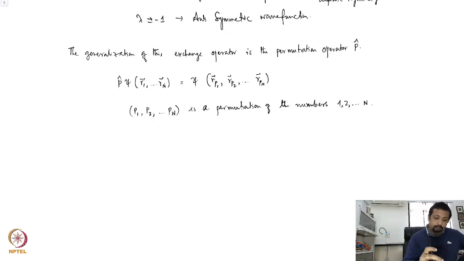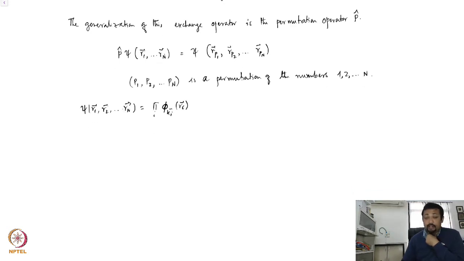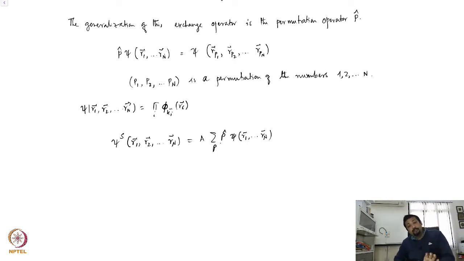So starting from the many particle wave function without any definite symmetry, which was a product over i of phi of k_i, r_i, we can construct symmetric wave functions by operating the permutation operator on psi of r1 through rn, and summing over P. The sum over P essentially means a sum over all possible permutations of these numbers 1 to n.